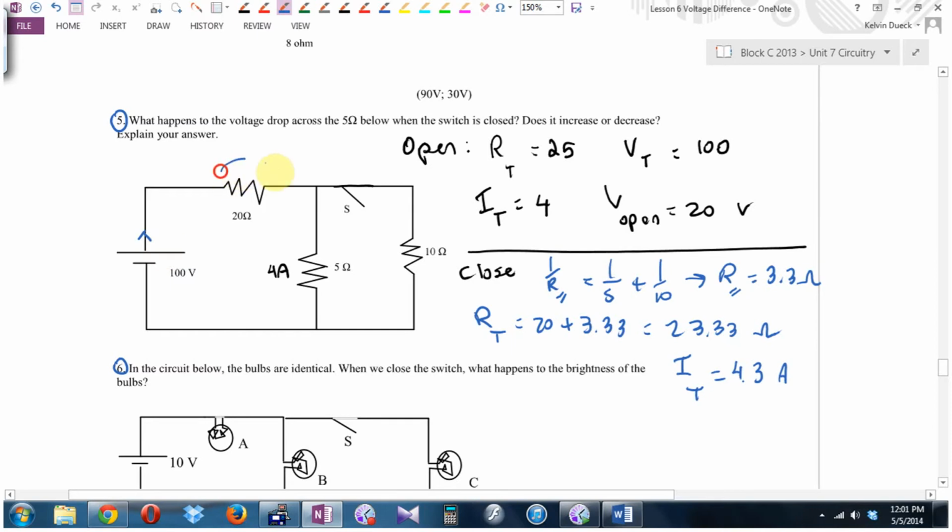How many amps in this top resistor when it's closed? You know what? Stay blue, Mr. Dueck.